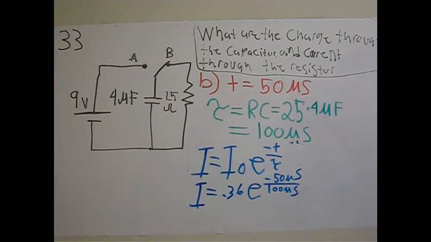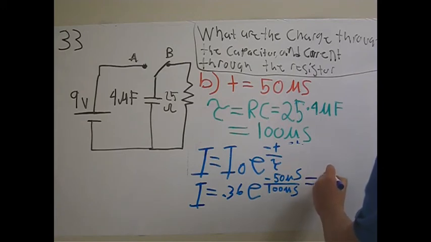I equals 0.36 times e to the negative 50 microseconds divided by 100 microseconds, this being the time in question and this being the time constant, just like finding the charge. This in turn will give us a value of 0.22 amps.